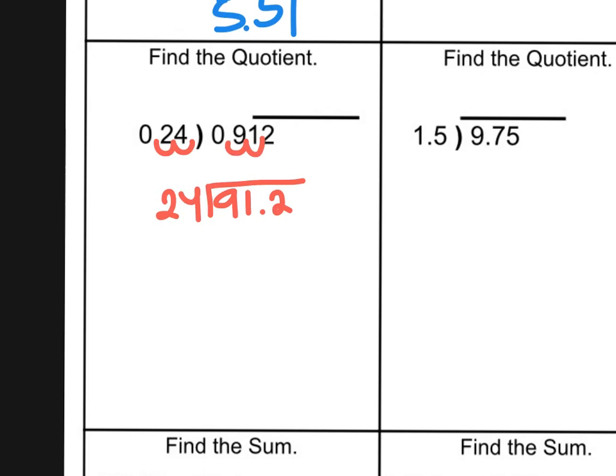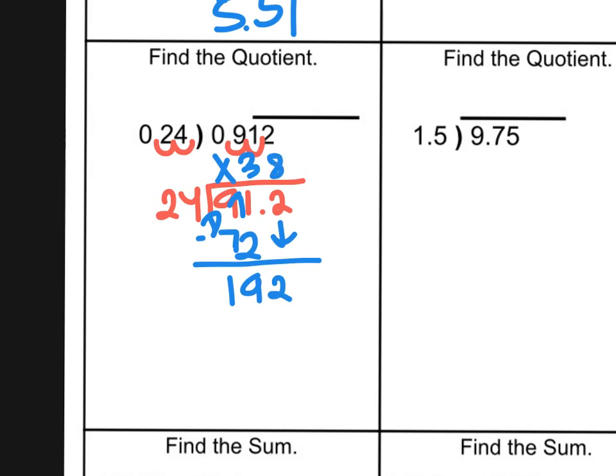Now we know that 24 cannot go into 9. 24 can go into 91 probably 3 times, because 24 times 3 gives you 72. When you subtract that, you'll get 19. Bring down the 2 here. And it can go into it. Let's go and check. Let's try 8 times, because I know it has to end with a 2.